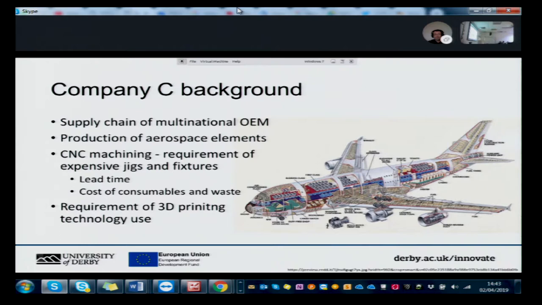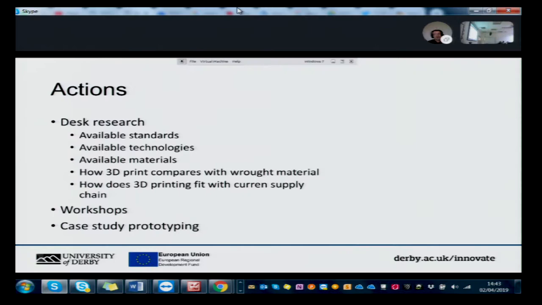What did we do? We sat down properly at the desks. We checked available standards. It turned out very quickly that there is very few, if any, available world standards for 3D printing for aerospace. We got involved in the creation of those standards to be able to provide some information and to know ourselves how things work.